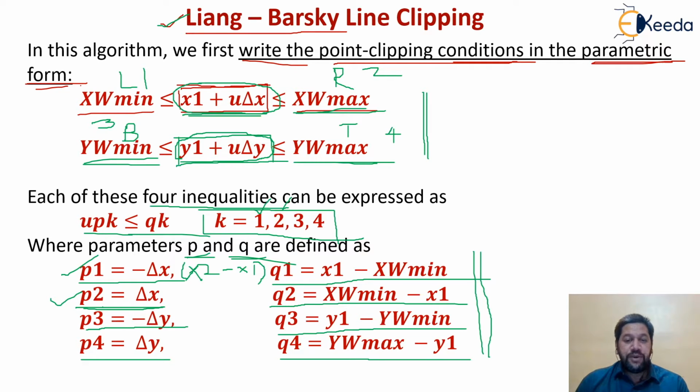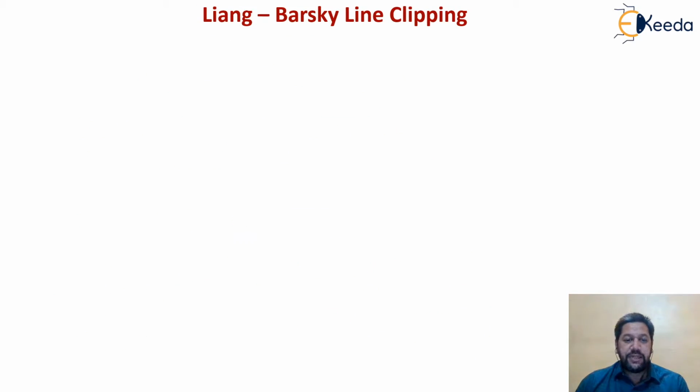I repeat again that the procedure is the same. The difference is the way we find the intersection point and the way the visibility test is done, which depends upon the parametric equation. So I'm coming to the next slide now.